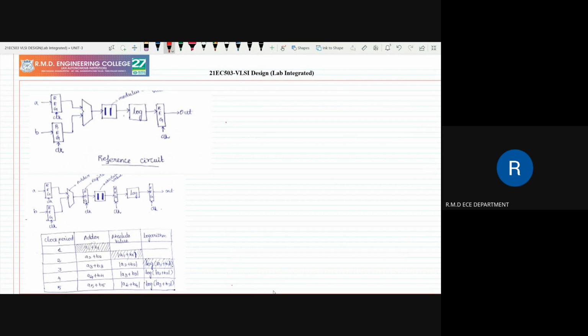The concept name is called pipelining. If you want to take the computation of log(a plus b), first you have to do the addition operation, then you have to take the modulus, then you have to take the logarithm. So these are the sequential steps to compute log(a plus b).